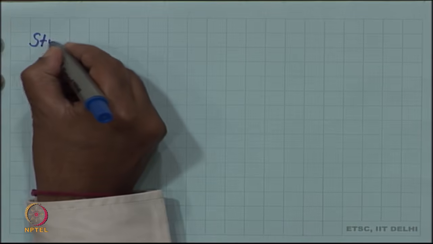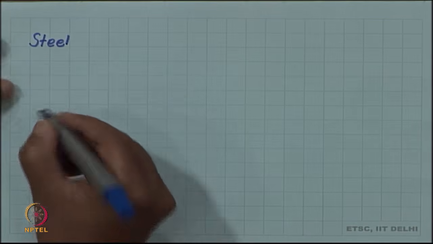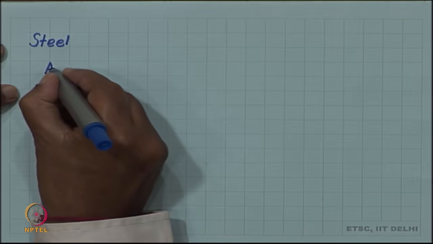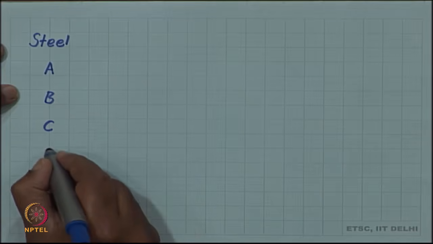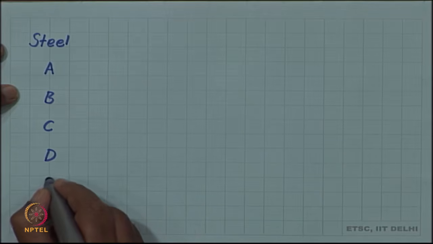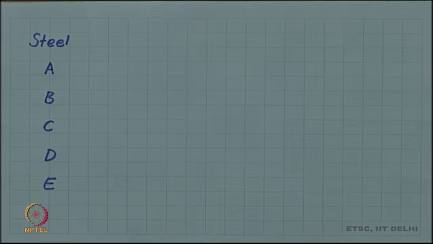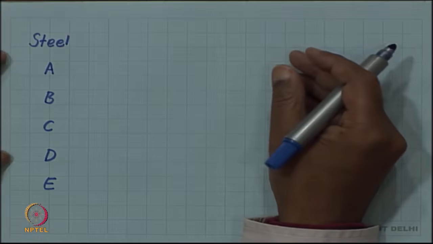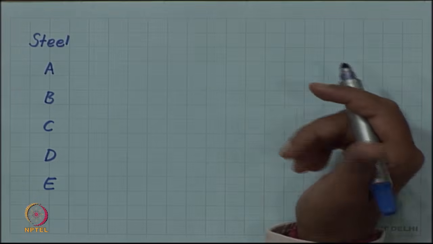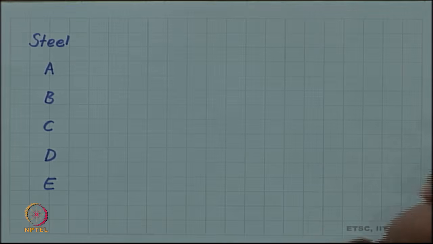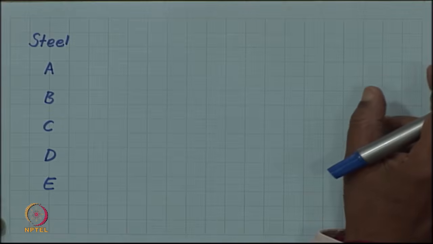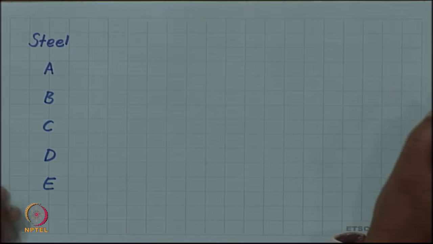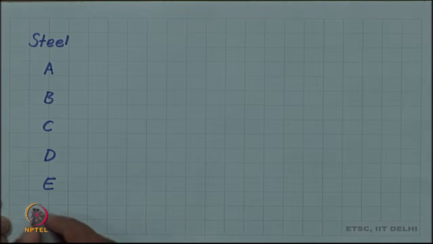So, let us just call them steel A, B, C, D and E. Now, suppose these steels are supplied to us and we want to test their property. One simple mechanical property of any given steel is what is called the hardness.